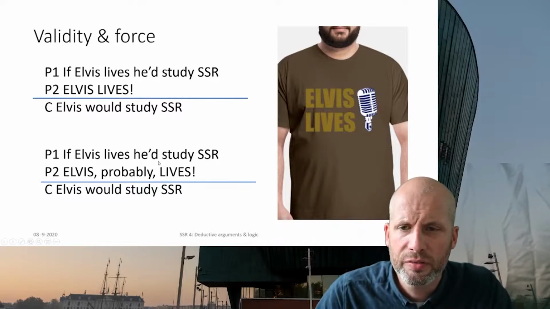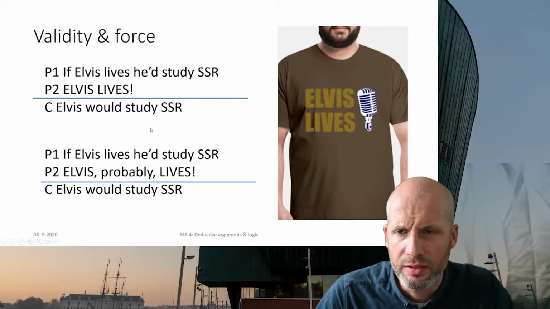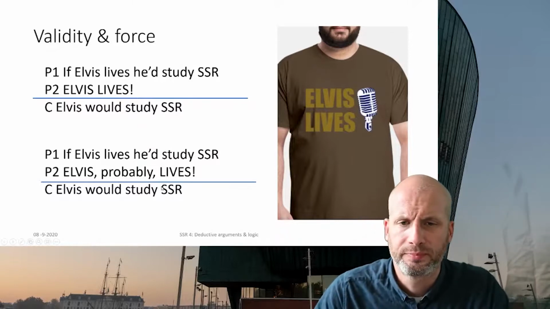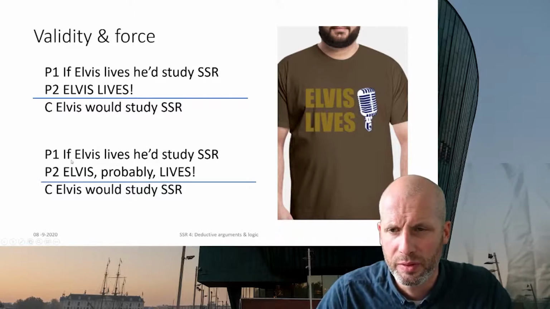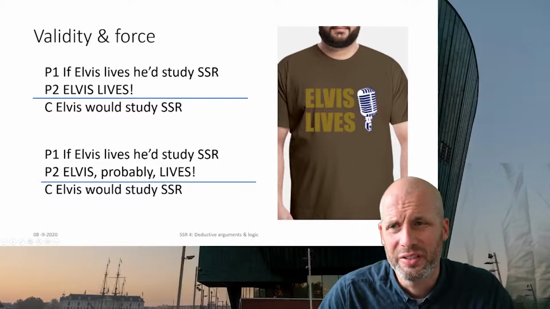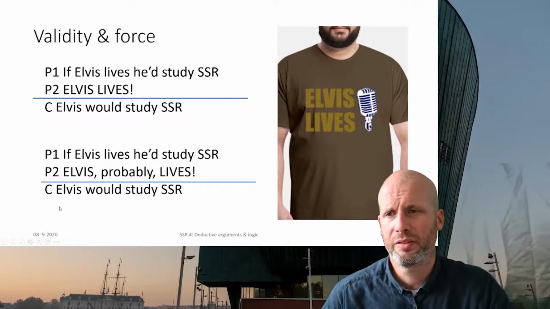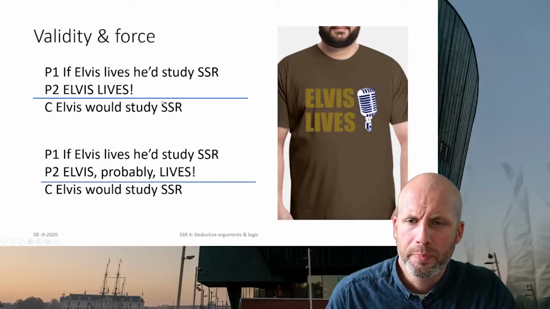The second argument differs somewhat from the first one. If Elvis lives, he'd study SSR. Elvis probably lives. Elvis would study SSR. The difference between the two is that the connection implied by the second premise between the premises and the conclusion is less strong than in the first instance. We're not allowed to say that given that the premises are true, the conclusion would have to be necessarily true. No, we're saying given that the premises are true, the conclusion is more likely to be true than not.